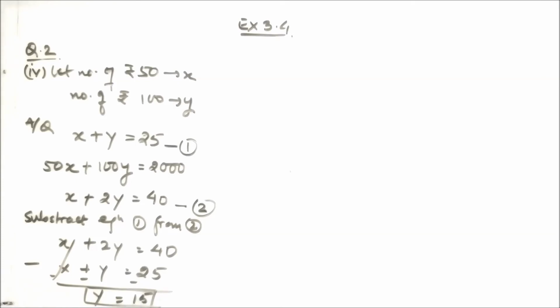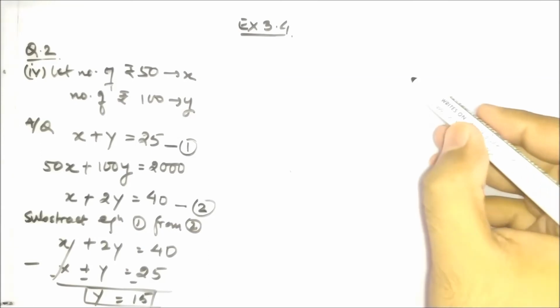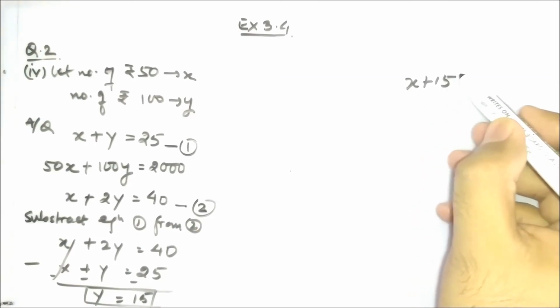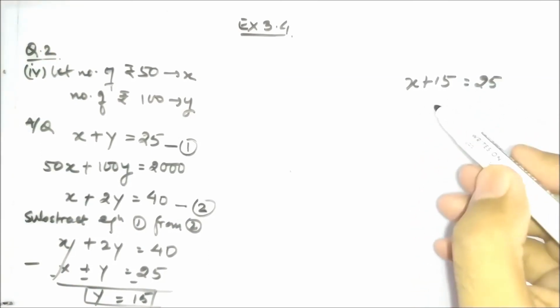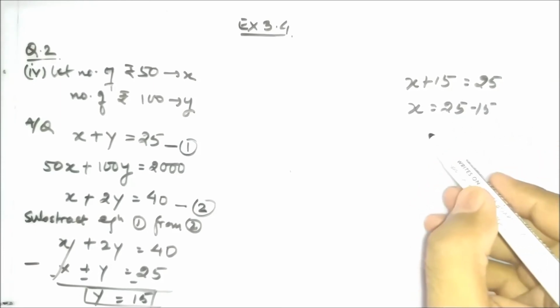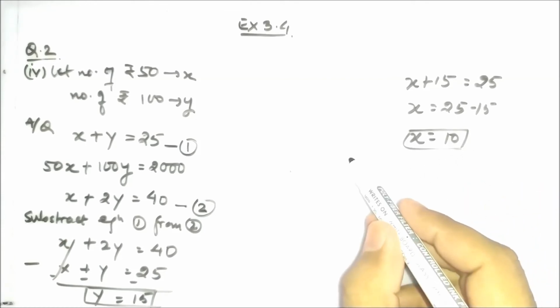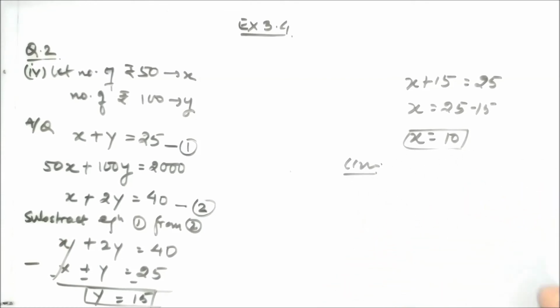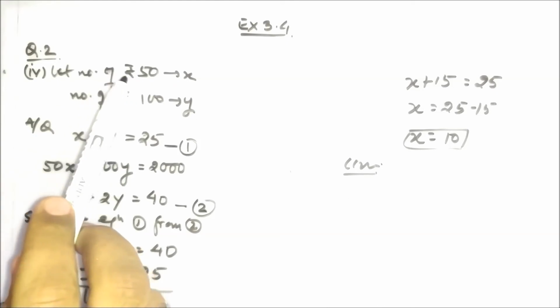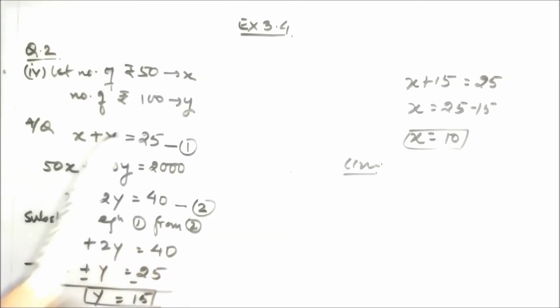Now we'll put this value in equation number 1 to get the value of x. So that will be x plus 15 is equal to 25. So x will be equal to 25 minus 15, that will be equal to 10. So x is 10. What that means, your conclusion will be: the number of notes of 50 rupees will be 10, and of 100 rupees, that will be y. So that will be the final answer of this.